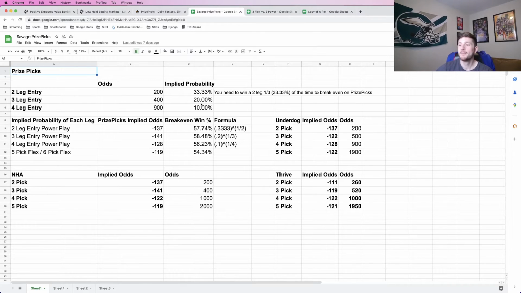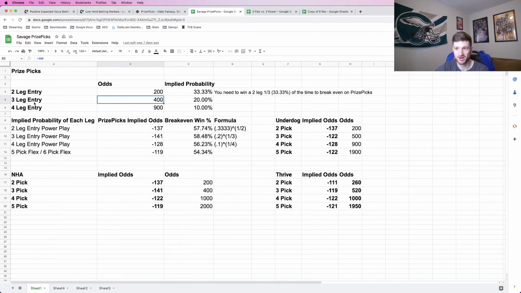But because PrizePicks is giving you the payout, you can actually back out the odds of what an entry would be. So for 2 legs, you're doubling your money. In sports betting, when you double your money, those odds are plus 200. When you're quadrupling your money, those odds are plus 400.